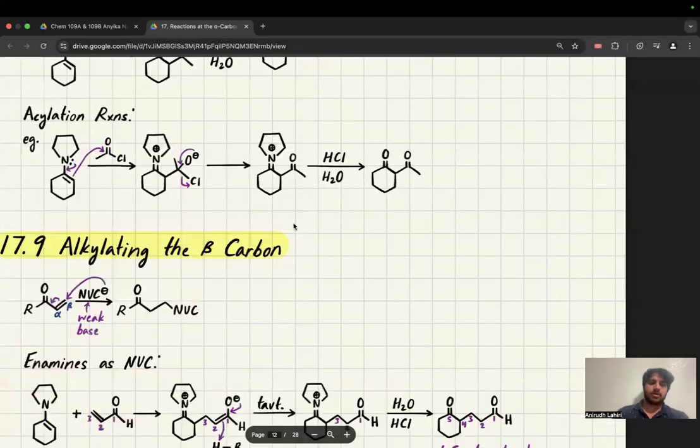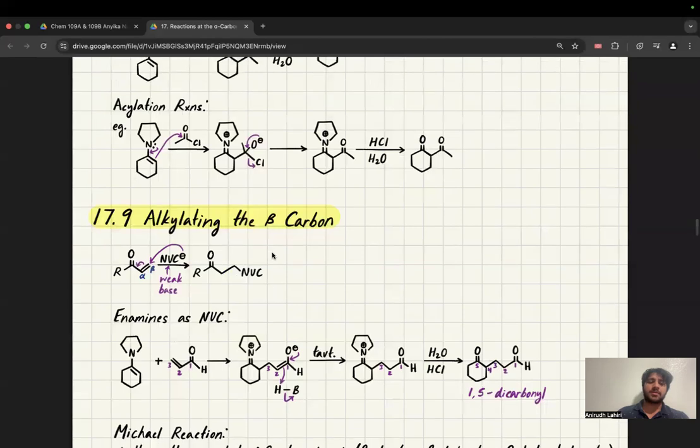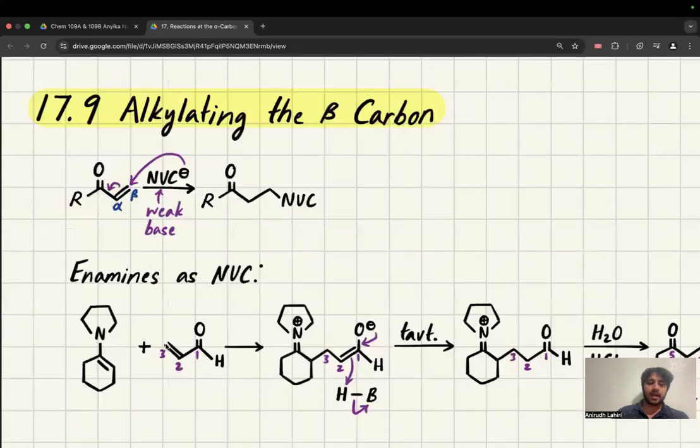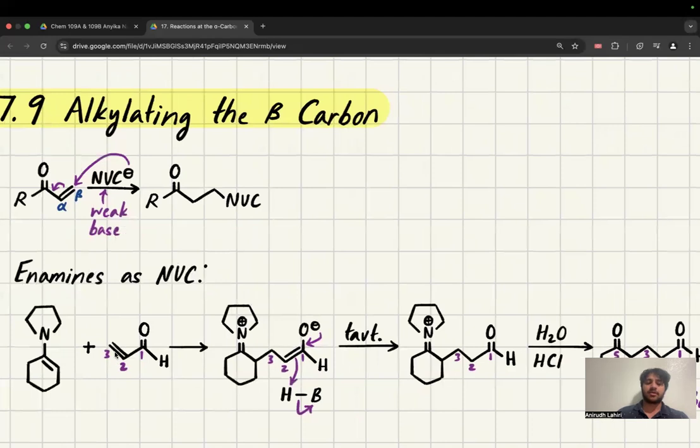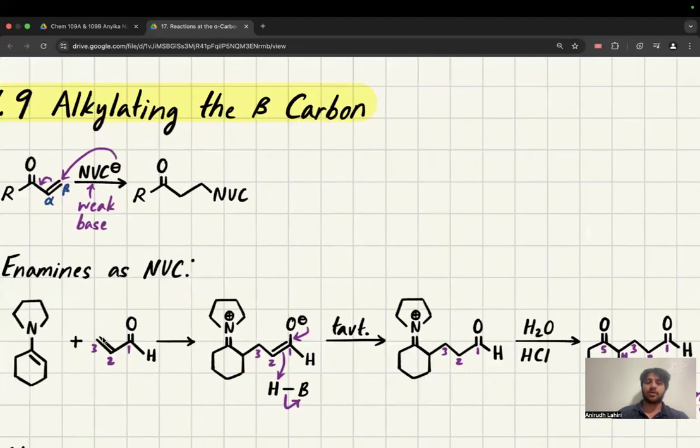Cool. Okay. Alkylating the beta carbon. So using enamine as a nucleophile, we attack at the three position. Well, okay, we attack. This is an example of 1,4. So in reality, 1, 2, 3, 4. We attack here as opposed to here because a soft nucleophile prefers a soft electrophile, right? And again, soft electrophile just means that we have a lot more arrows.